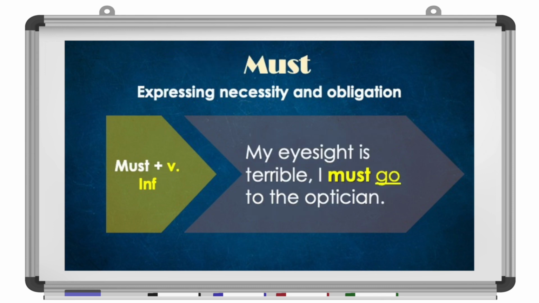Must. Must is used to express necessity and obligation as well. My eyesight is terrible. I must go to the optician. Now, must here is showing me how important this thing is and how necessary this thing is. And just like the rest of the modal verbs, the verb after must comes in the infinitive.